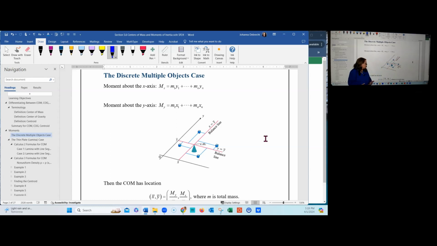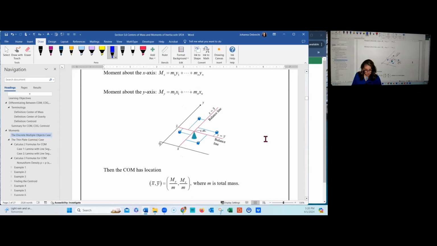And then I have to figure out where is the center of mass. So it turns out that our formula for center of mass is going to be pretty much the same throughout this entire section. It's the moment with respect to Y, which again, this is rotating off Y, so it actually changes the X value, divided by the mass for the X coordinate. The moment with respect to X, which actually changes the Y value, divided by the mass will give me the Y coordinate of the center of mass of this system.